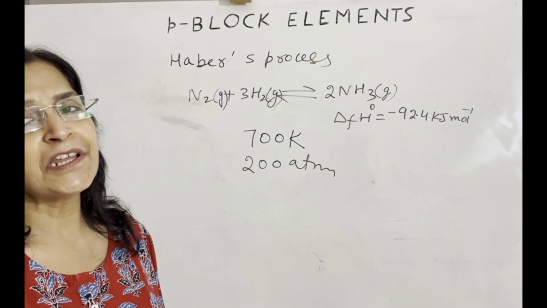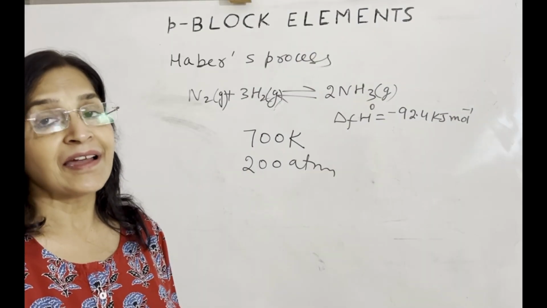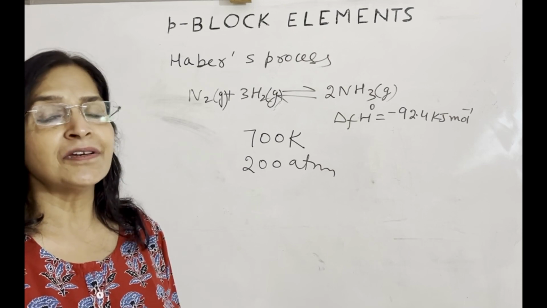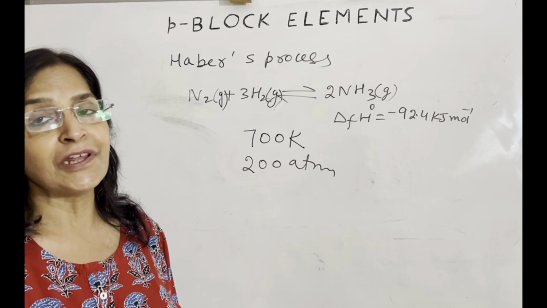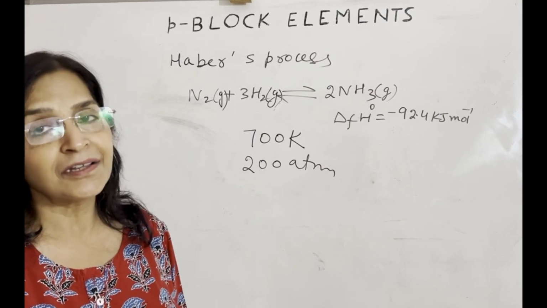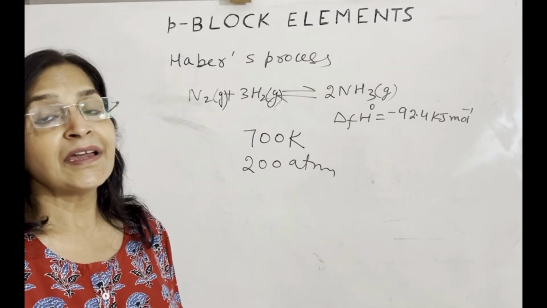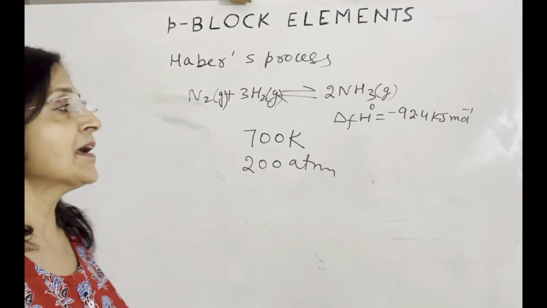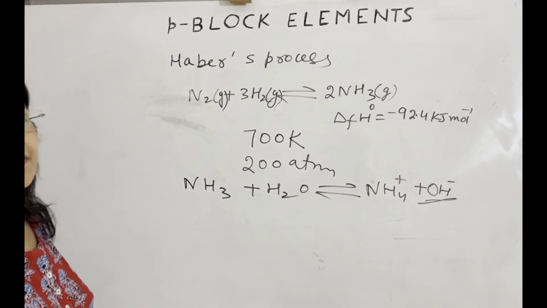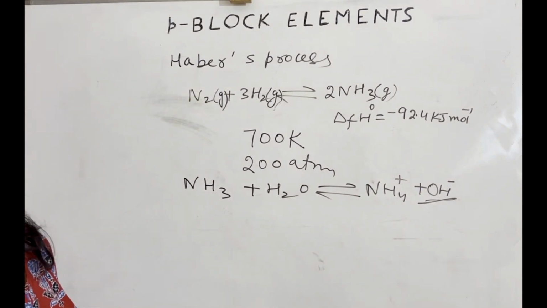Now physical properties of ammonia. Ammonia is colorless with pungent odor. The melting point and boiling point of ammonia is higher than expected because the molecules are associated to each other by intermolecular hydrogen bonding. Ammonia is soluble in water and basic in nature due to the formation of hydroxide ion. Due to the presence of these hydroxide ion, aqueous solution of ammonia is basic in nature.